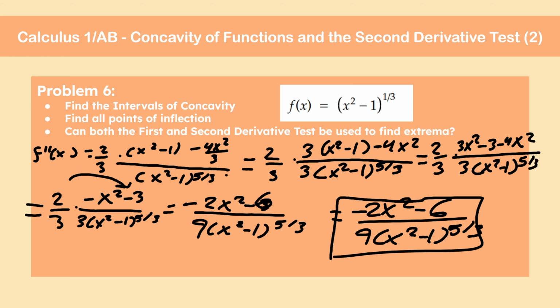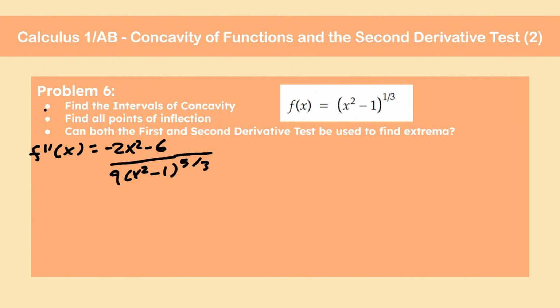I'm going to erase everything so that it becomes a lot neater, and so that we have more room to do these 3 steps again. Okay, so now we're going to find the intervals of concavity. To find these intervals, we're going to find when the second derivative at c is equal to 0 or undefined. So to find when it's 0, we're only going to worry about the numerator.